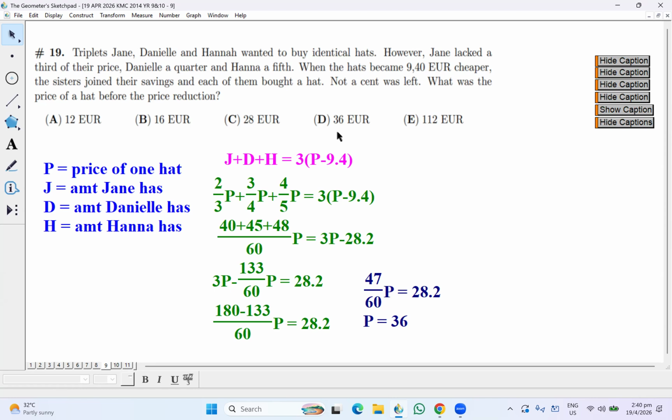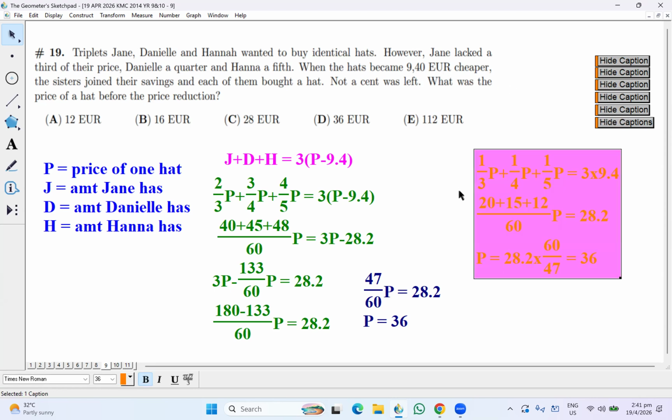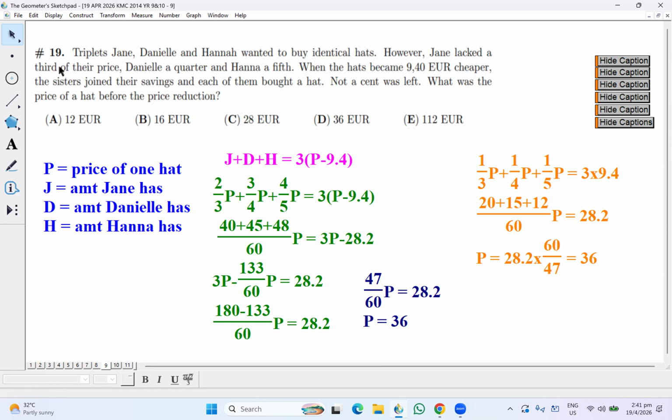We can make use of the 940. 940 cheaper. So it is short of 1/3. You got 2/3, lack 1/3. So it's short of 1/3. The other one, quarter. Okay. Lack 1/4 and lack 1/5. This is the amount they are lacking. The amount lacking is the price that they cannot pay.